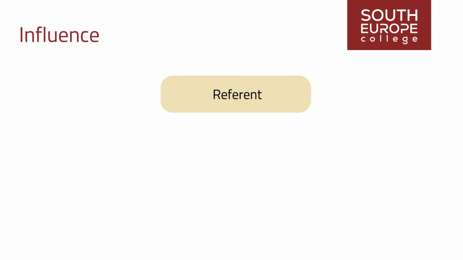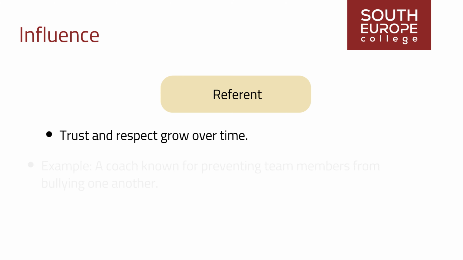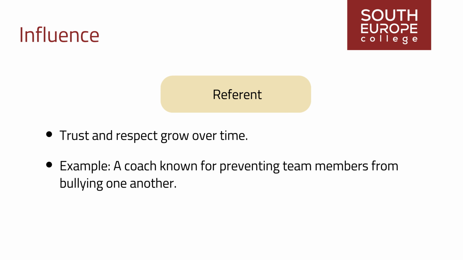Referent, derived from trust and respect, referent influence often takes time to earn. When people are consistently happy with how someone handles the situation, their levels of trust and respect grow for that person, giving that individual influence. An example might be a coach known for preventing team members from bullying one another.